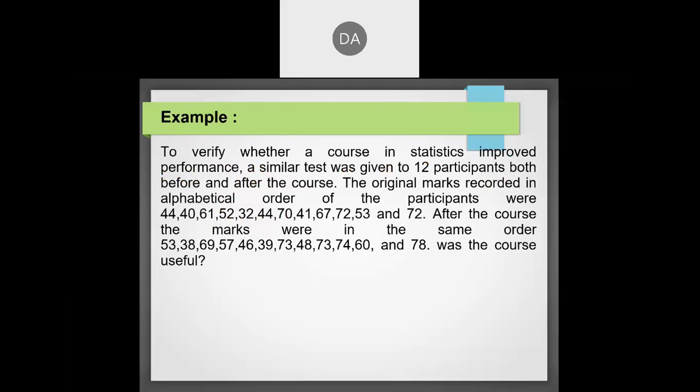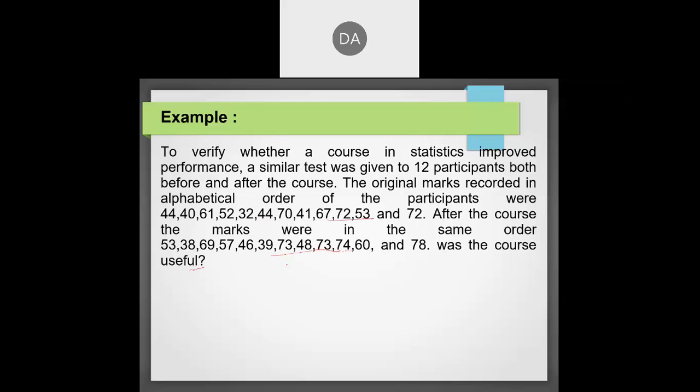Now, to verify, the example is to verify whether a course in statistics has improved performance. A similar test was given to 12 participants, both before and after the course. Original marks were this, and after the course, marks are this. So you need to say whether the course was useful or not.